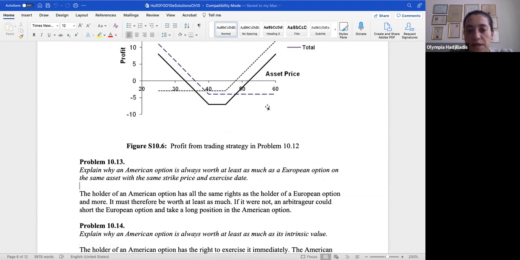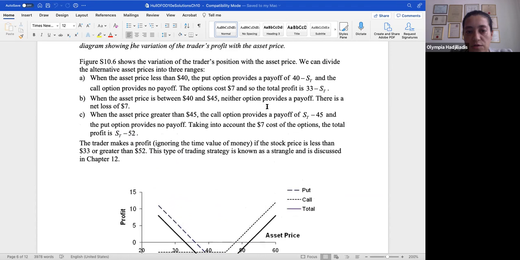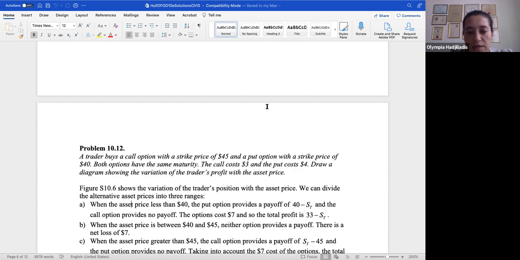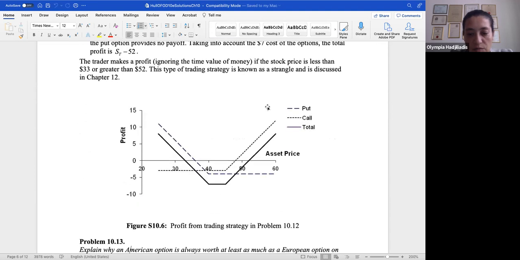So this is how you find the combination. Here you had a long call with a strike of 45, and a put with a strike of $40, with the same maturity. The call cost $3, the put cost $4, and then this is how you made the strangle, which is this payoff over here.